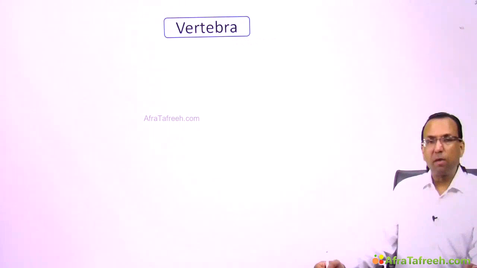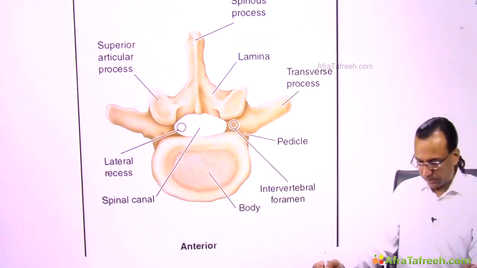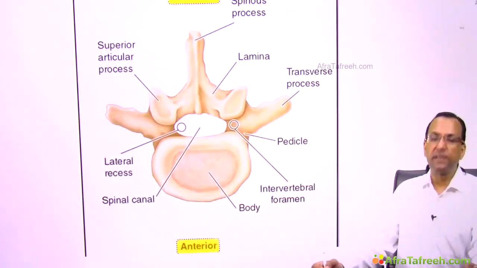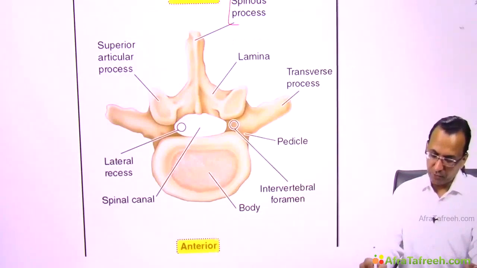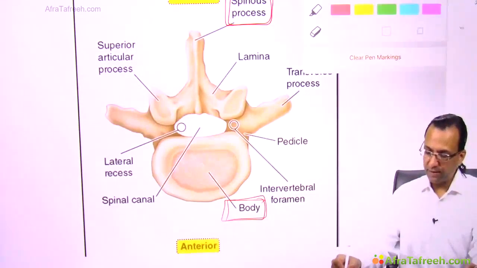Now, talking more about the vertebra details, you will find that this is one vertebra. What is this orientation? Which vertebra is this? That is posterior and this is anterior. The spine is posterior, and the body is anterior. I think this is some oval body. Yes, it is an oval body.